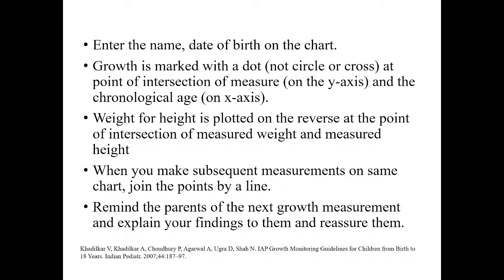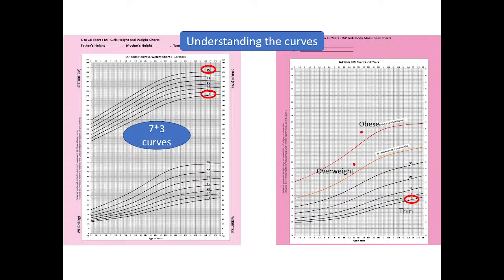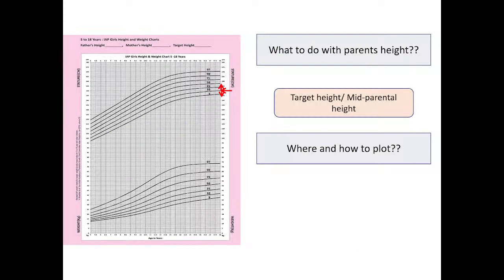Then growth is marked with a dot, not a circle or cross, and then you need to plot it out, and subsequent measures उसके आगे के आप ले सकते हो, and you can see the growth velocity in your subsequent follow-up. In the next class we will talk about the importance of this and how it is going to work. So it should be a dot just like this, not this type of circle or this type of cross. These are the 7:3 curves.